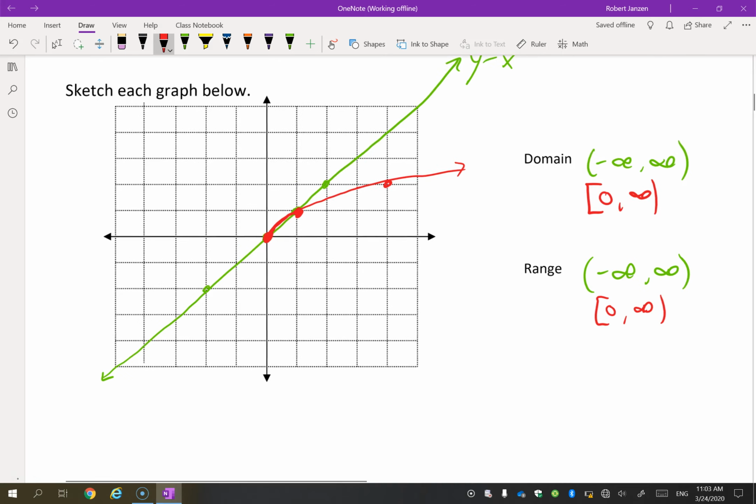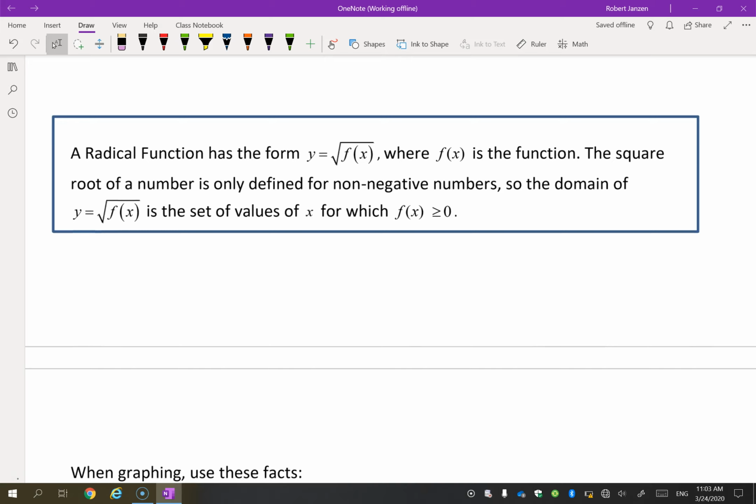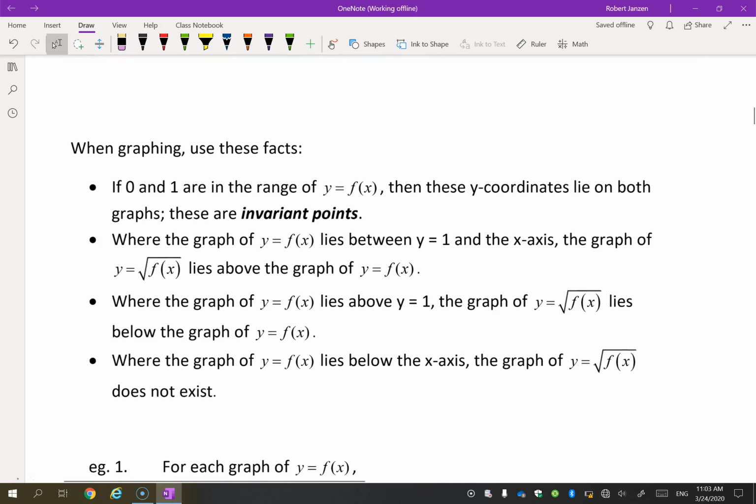Okay, so let's use this information to graph a radical. A radical has the form the root of some graph f of x. So we're going to graph f of x and then take the root of it. That's how we're going to do this. Okay, a couple of things to note. 0 and 1, if they were on f of x, they will also be on the root of f of x. All right, these are called invariant points. So if f of x is 1, the root of f of x is also 1. Okay, same with 0.